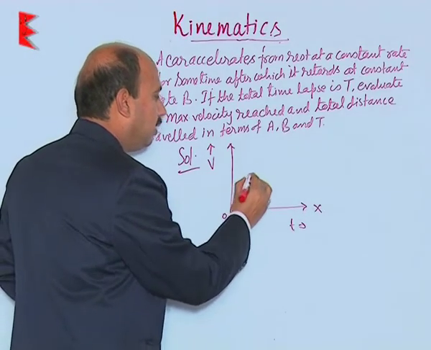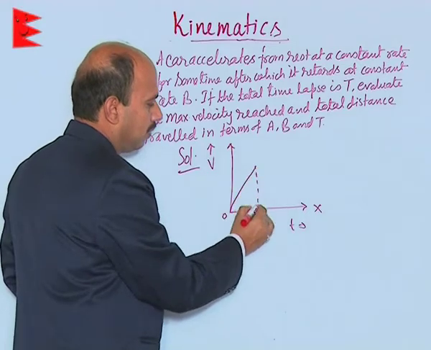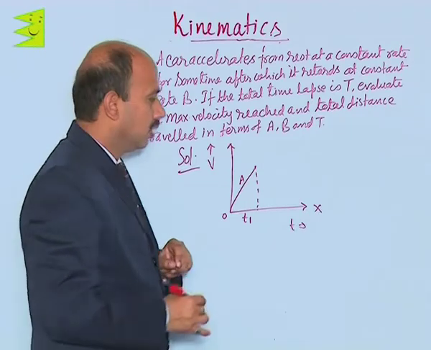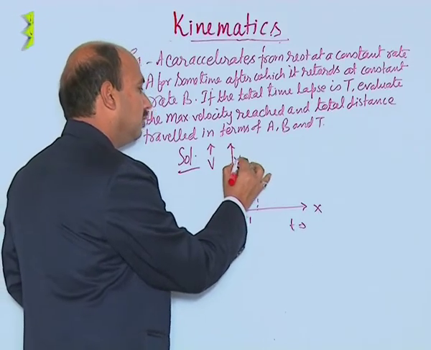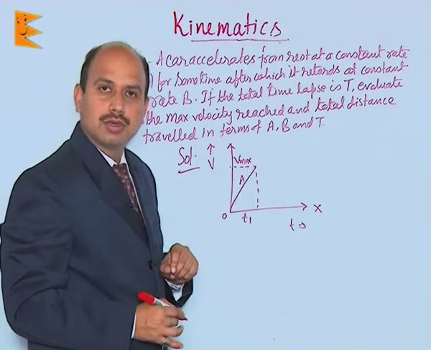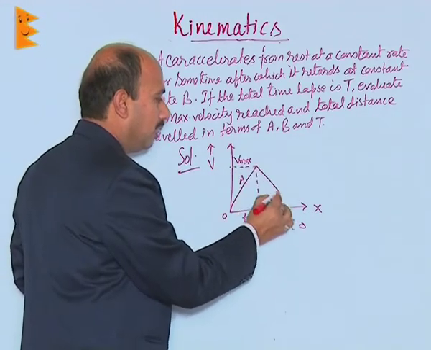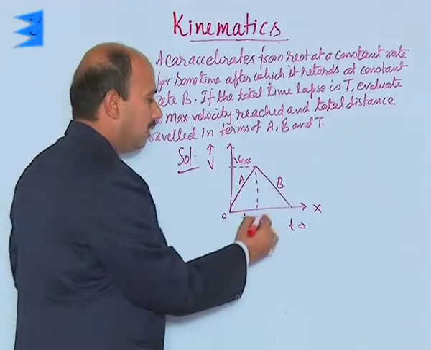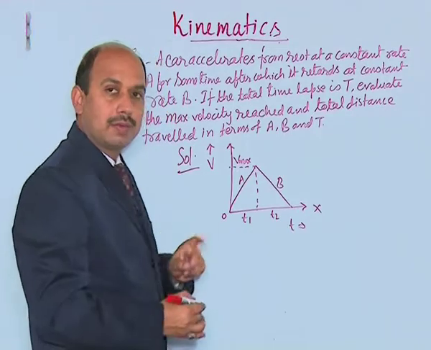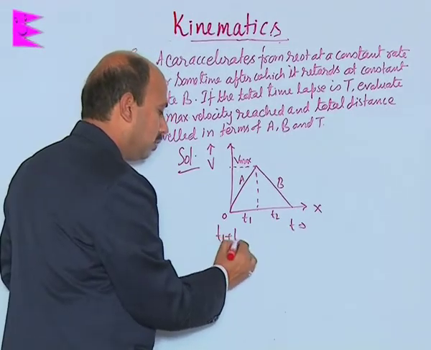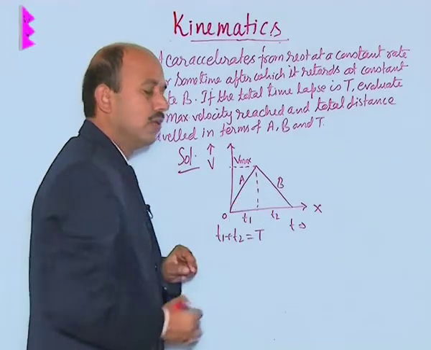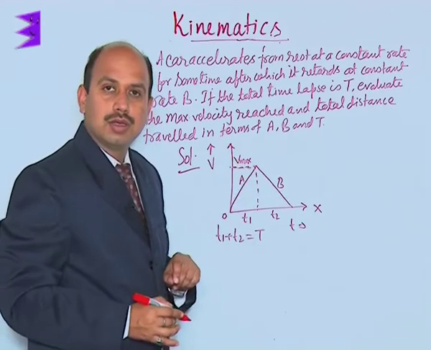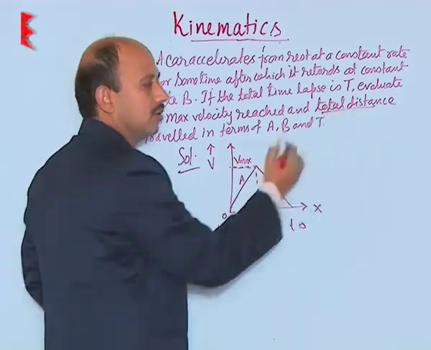Suppose the body is accelerating for a certain time, and this time interval we can take t1, and this rate of acceleration is a, and this is the maximum velocity reached, we can write v max. Then it retards uniformly and reaches this point. Here retardation we can take b and this time interval is t2, but we know t1 plus t2 is the total time lapse, which is given to us as t. So we have to calculate first the maximum velocity, then the distance travelled.